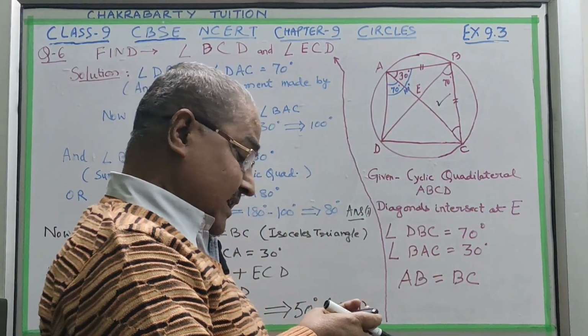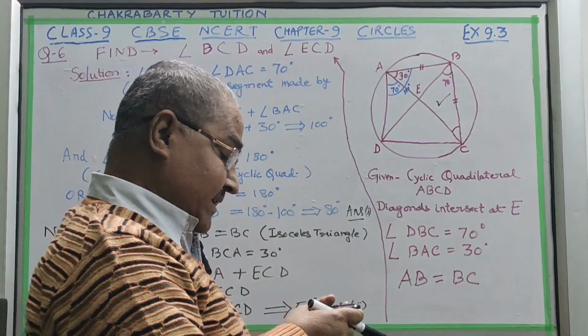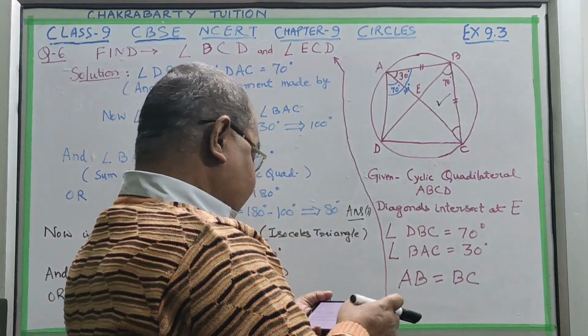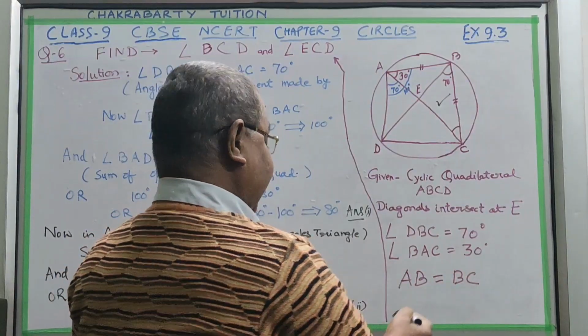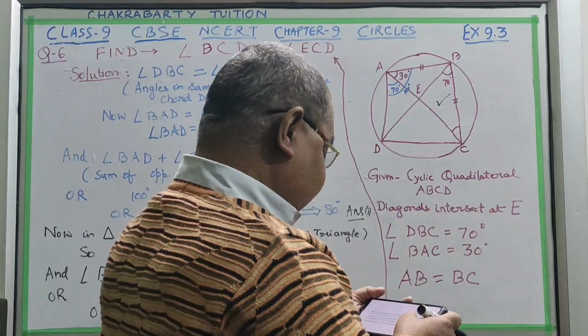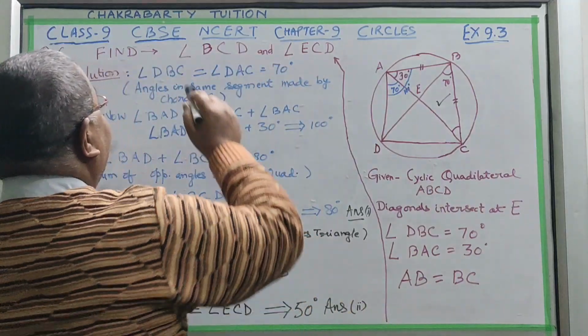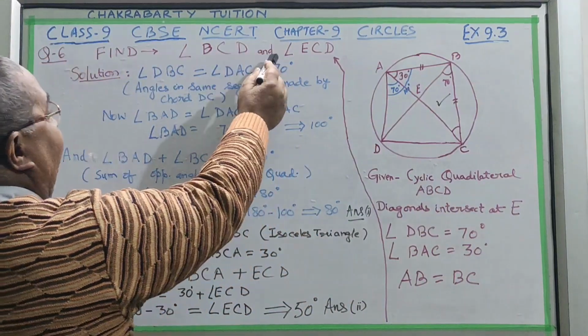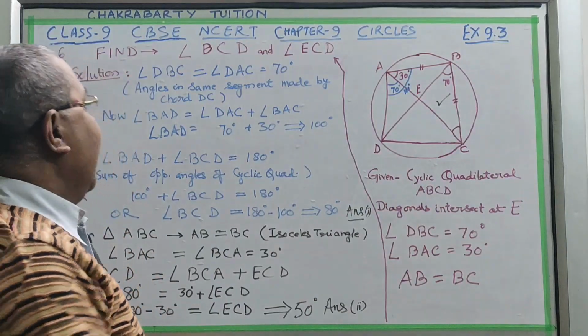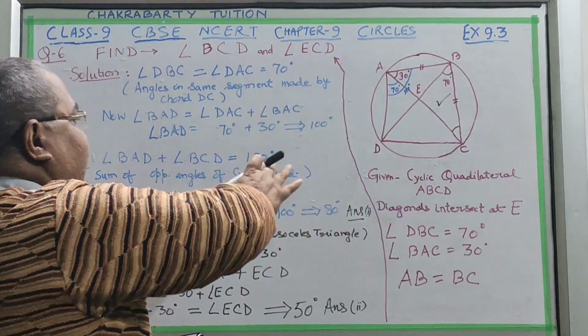And what is given? Angle DBC equal to 70 degrees. Angle BAC is 30 degrees. And line AB equals BC. You have to find the angle BCD and angle ECD. This you have to find out. Now we will solve the question.